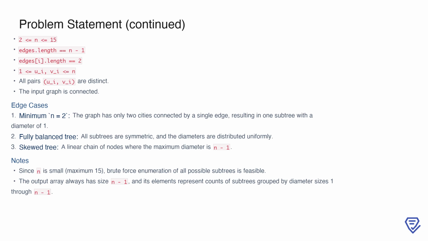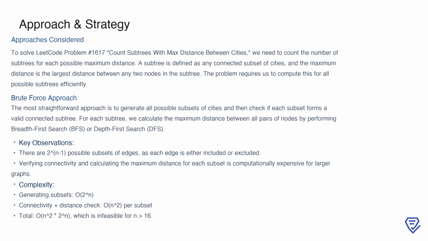the required output. To begin solving this problem, we need to compute the number of subtrees for each possible maximum distance. A subtree is any connected subset of cities, and the maximum distance is defined as the largest distance between any 2 nodes within that subtree. At first glance, a brute force approach might seem feasible. This would involve generating all possible subsets of cities and verifying whether each subset forms a connected subtree.